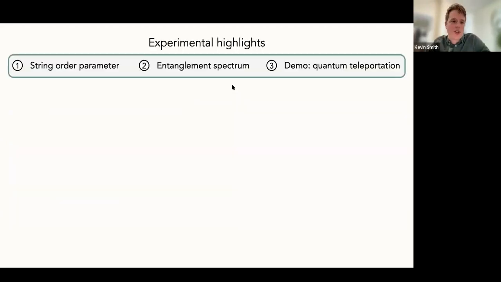Okay, and so I'll start just by quickly flashing some results for a couple of the ways we actually verify the state. So we measure both the string order parameter as well as the entanglement spectrum. And if there's time, maybe I won't explain exactly how it works, but I'll also flash the results for quantum teleportation. So here the idea is, after preparing the state, you can use it as a quantum wire to teleport a qubit from one end to the other.